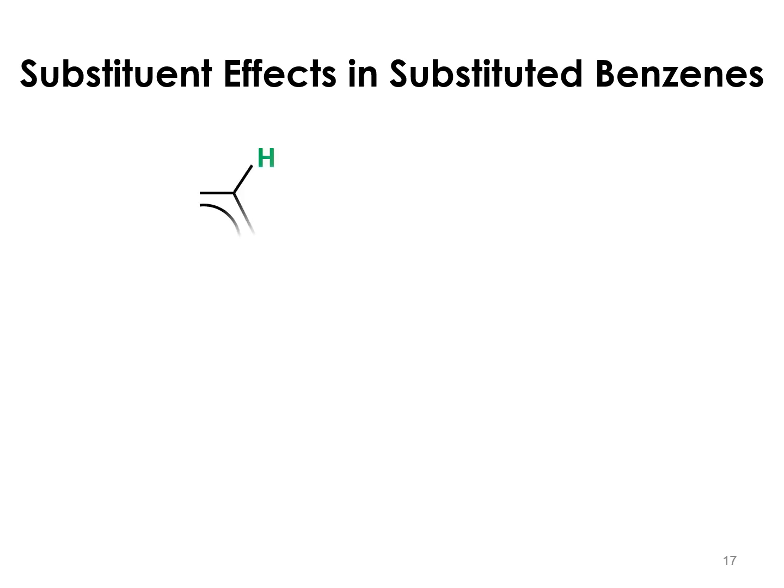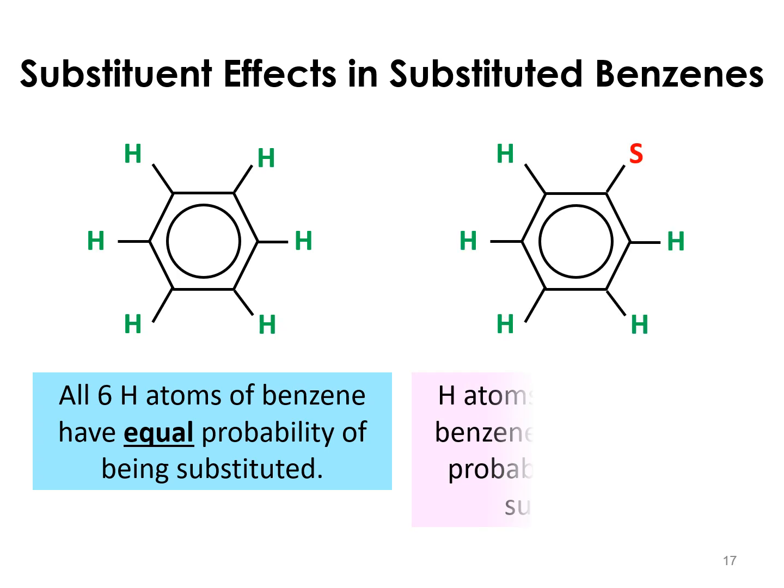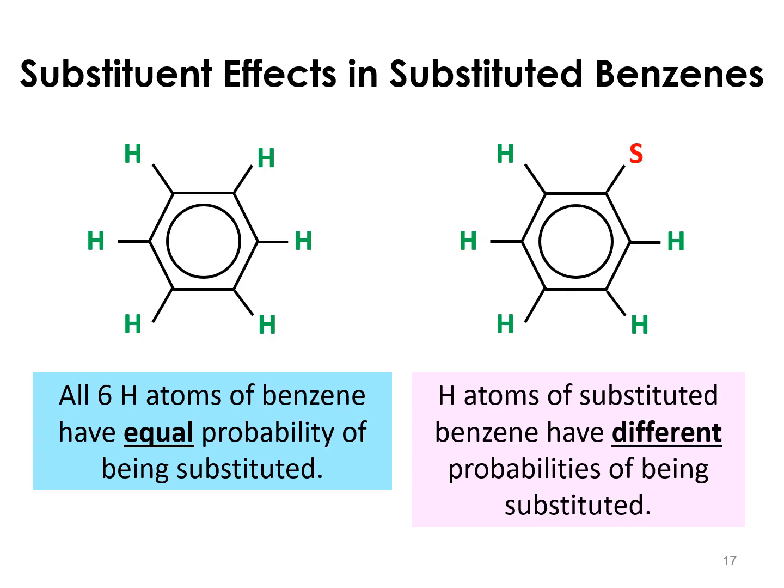First, benzene has 6 hydrogen atoms, which have equal probability of being substituted because they are all the same. But the moment you have a substituent inside, you will generate a different probability of being substituted at a different position.